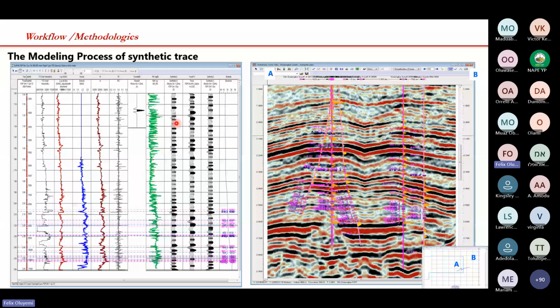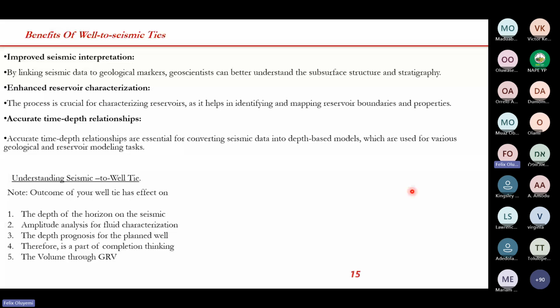So from here, these are just the ways to do seismic-to-well tie. Maybe by the time we get to about slide 17, we'll be looking at some examples and we'll discuss that. So again, what are the benefits of seismic-to-well tie? I've mentioned the upper part, so I will not deal with that one.